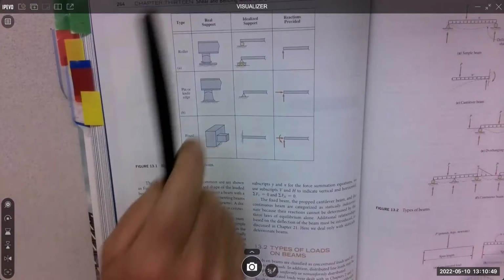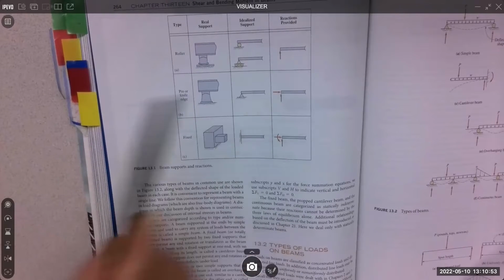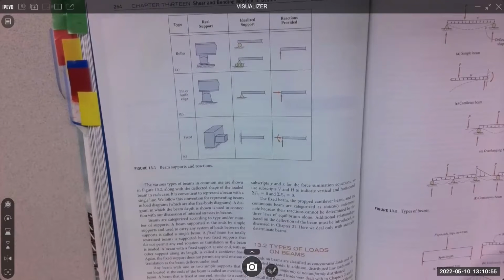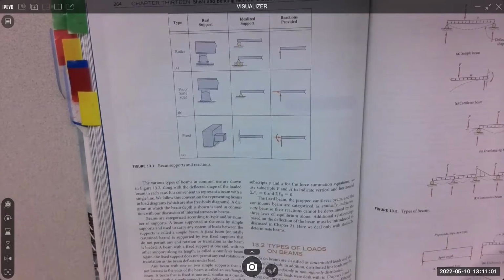So, you know, a roller gets one reaction type of thing. When we did supports in statics, we went through these quite a bit, and then we used them quite a bit. So although it's a ways back, it should be fairly current, because what we're going to do is shear and bending moments in beams, so that we can then do stress in beams. So just a little bit of statics.